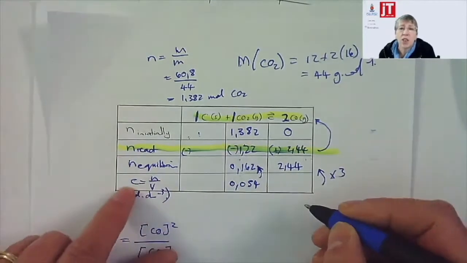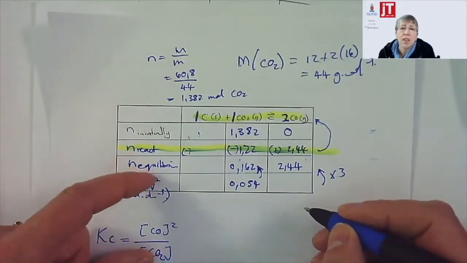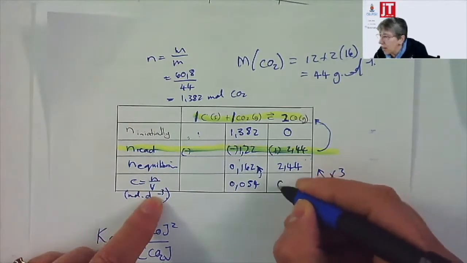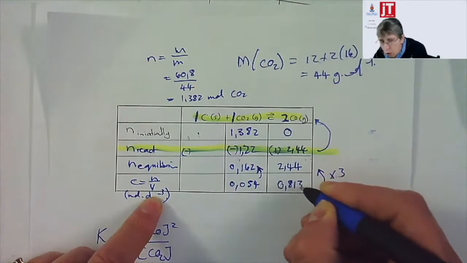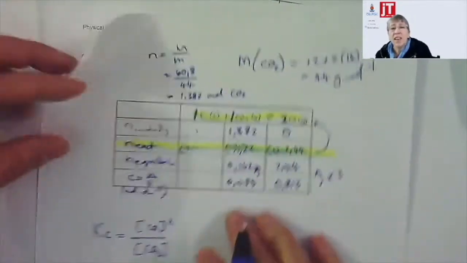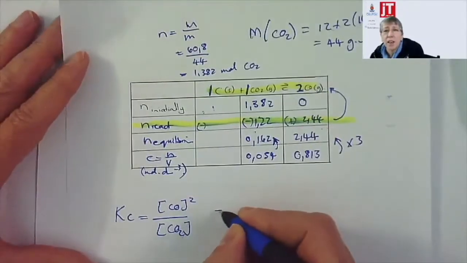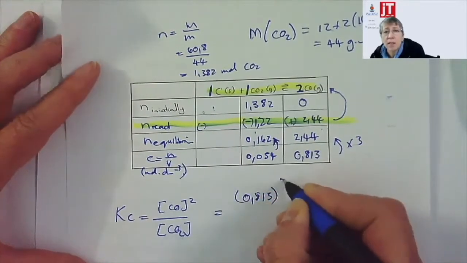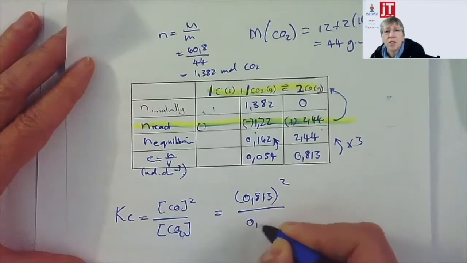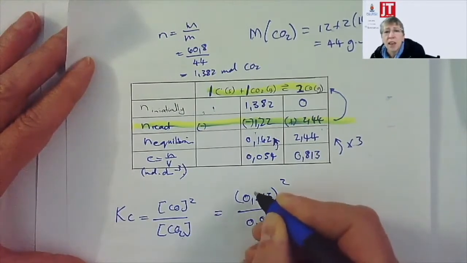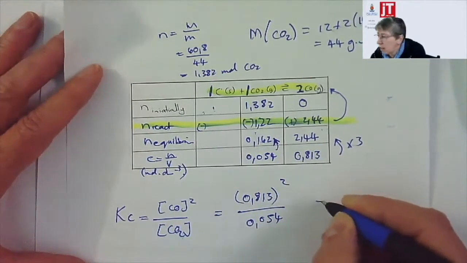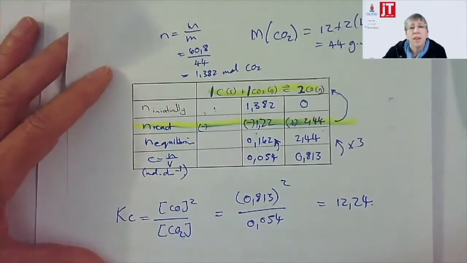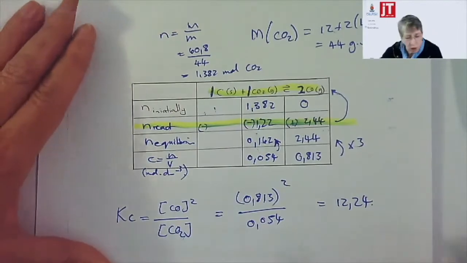And then to get to concentration, I will take my moles and I will divide by 3 because that is the volume, and I end up with 0,813. Right, and then it's just a question of putting it in there. So now I've got 0,813, and remember to square, divided by 0,054, and if you do that, you end up with 12,24. Right. So this has answered the first question.